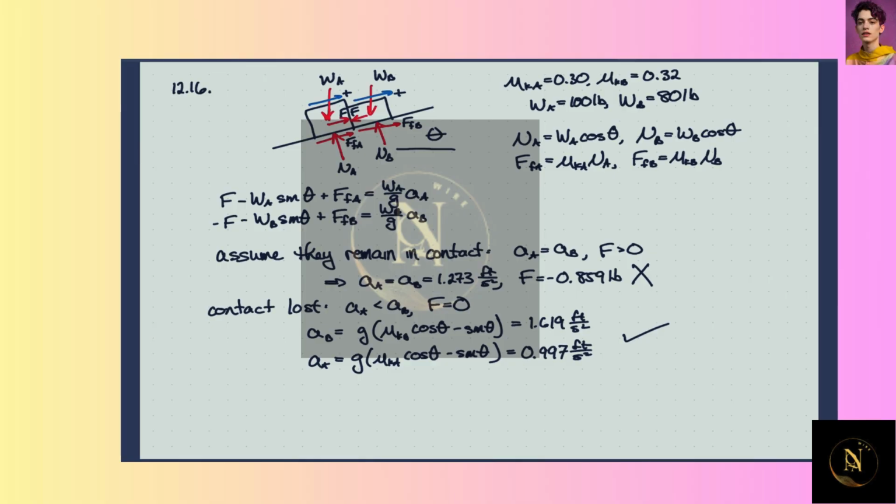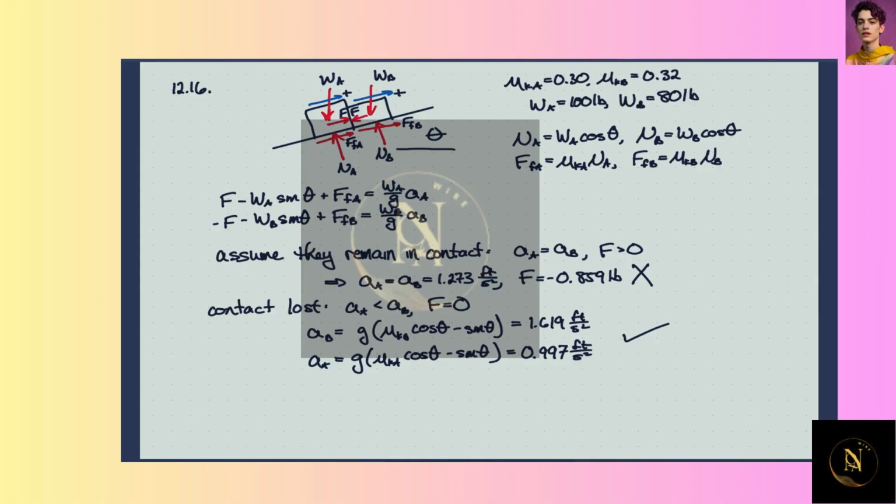I didn't go through all the details because it turns out they don't remain in contact, but if we go through that, we can figure out that indeed this force is negative. If they were glued together, that would be fine. But since they're not glued together, a negative contact force means the contact force is actually going to be zero, and the boxes are going to lose contact.